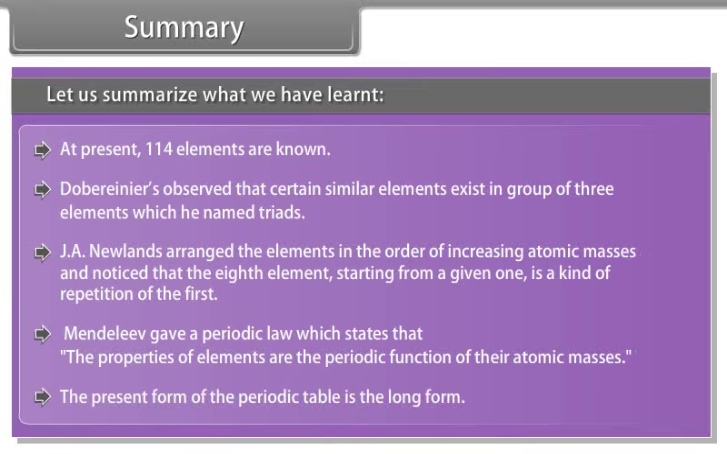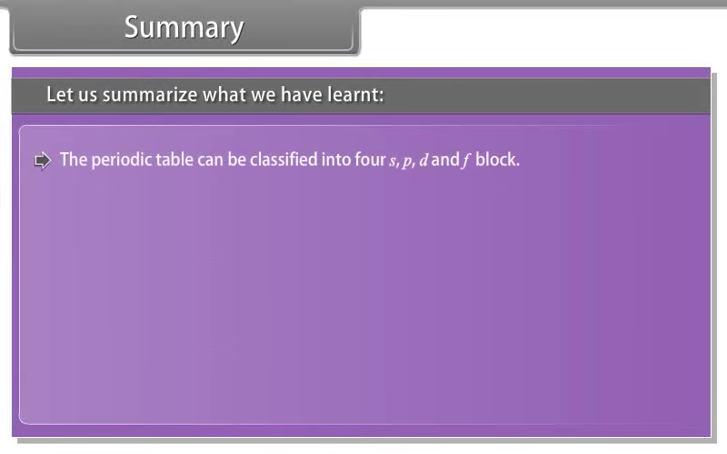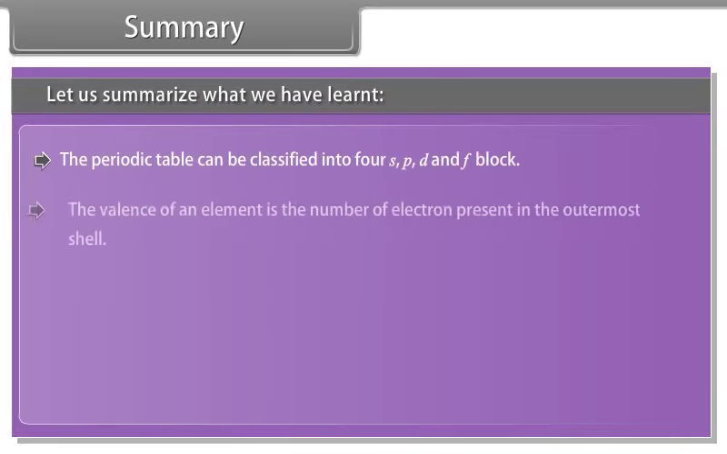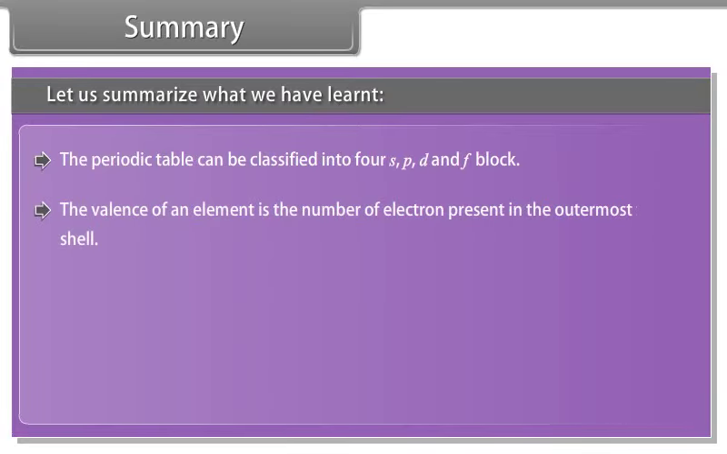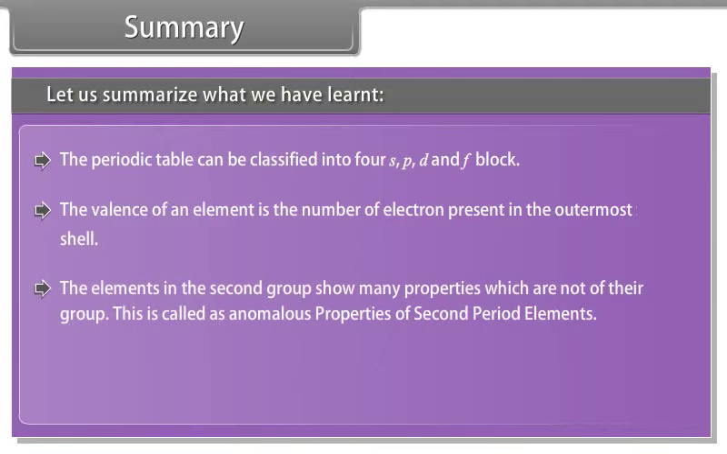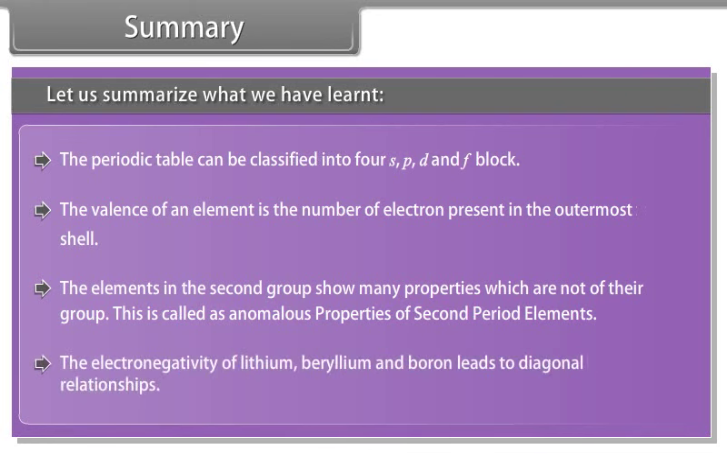The present form of the periodic table is the long form. The periodic table can be classified into 4 blocks, that is s, p, d and f block. The valency of an element is the number of electrons present in the outermost shell. The elements in the second period show many properties which are not found in the rest of their group. This is called anomalous properties of second period elements. The electronegativity of lithium, beryllium and boron leads to diagonal relationships.